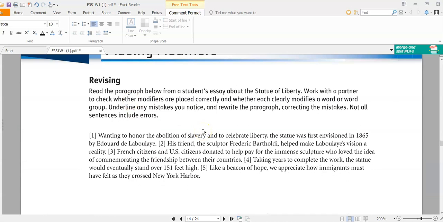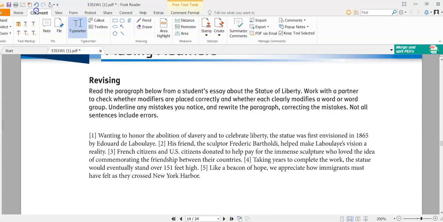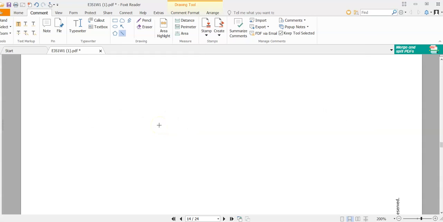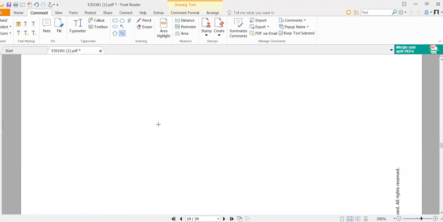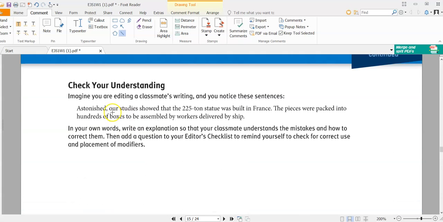Then you're going to get to this paragraph from a student's essay about the Statue of Liberty. So it says work with a partner. We're going to work on this together. So I'm going to cross out the work with a partner part, but we're going to check whether modifiers are placed correctly and whether each clearly modifies a word or word group and underline any mistakes we notice. Then it wants us to rewrite the paragraph correcting the mistakes. But keep in mind that not all sentences contain errors. Once we're done with that page, we're going to go on to the last page of this activity, which is to write an explanation so that our classmate understands the mistakes in the sentence.